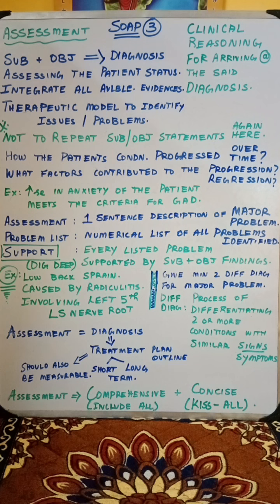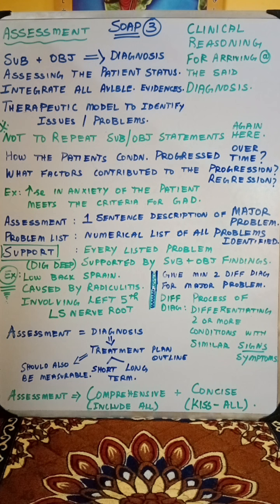In the end, please remember, we should not repeat what is written in subjective and objective. We should give differential diagnosis. We should practice elimination criteria. And so we have to arrive at the final diagnosis, which will be the basis for the treatment plan outline, which should also be measurable.